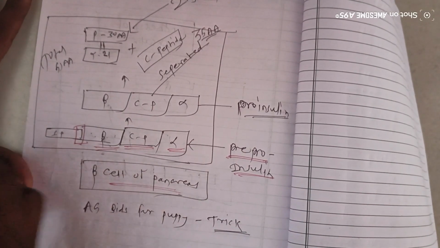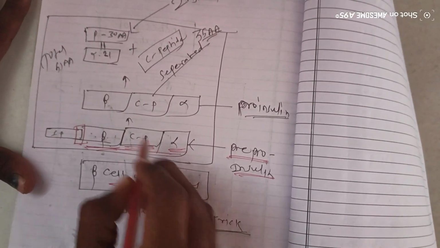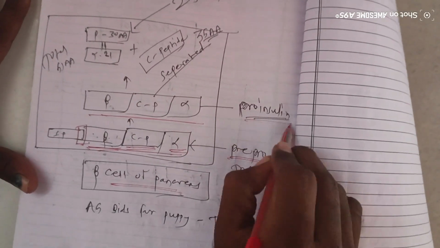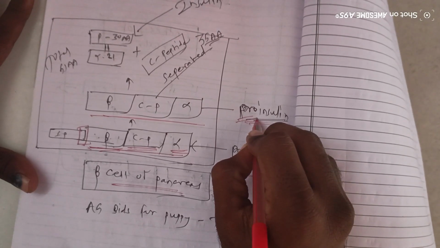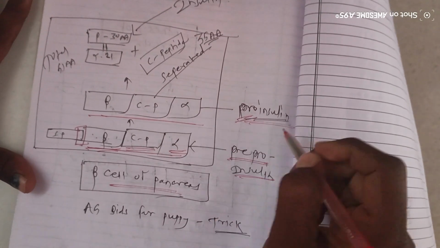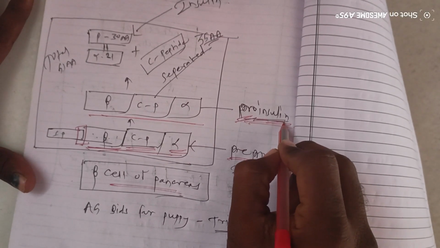Signal peptide gets detached or separated from these three. Then the remaining structure is called proinsulin. Whenever the prefix pro comes, that means that thing is inactive. So this insulin is inactive. It does not do its functions.